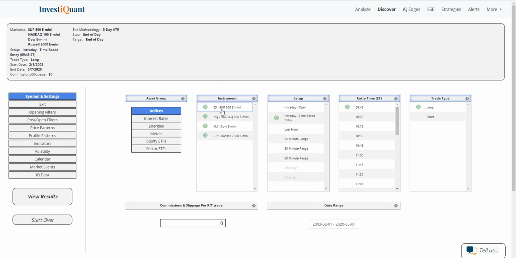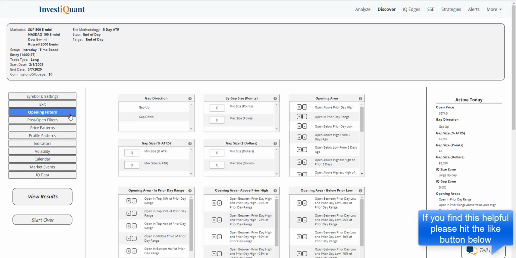So I'm going to be looking at all four instruments. The setup is intraday time-based. I'm going to go ahead and move this time out to 2 p.m. Eastern time, and we'll keep it as a long trade. The exit will be 4:15 p.m. Eastern time. The gap direction was a gap up for the pattern this morning.